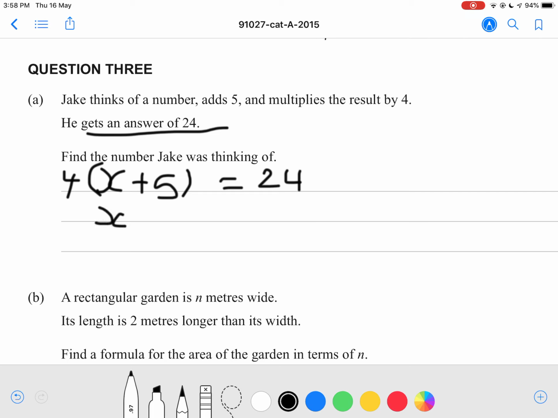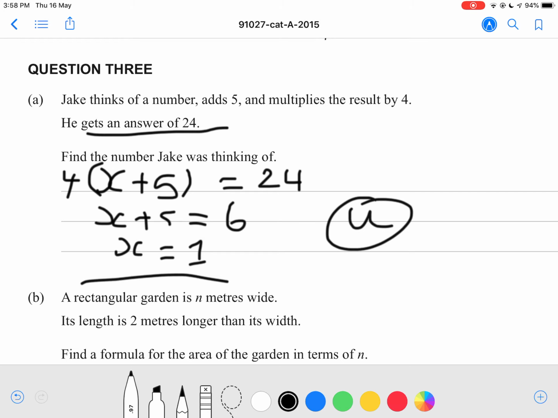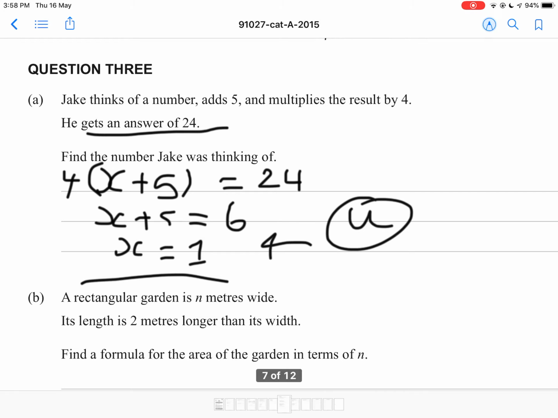So that becomes x plus 5 equals 6. And if we move the plus 5 to the other side, it becomes minus 5, and therefore x equals 1. And so therefore the original number he was thinking of is 1. So there's your final answer here. So you're going to be getting the achieved grade for getting the correct answer.